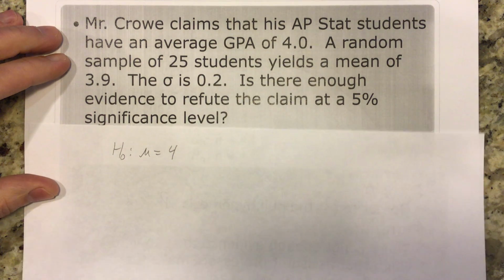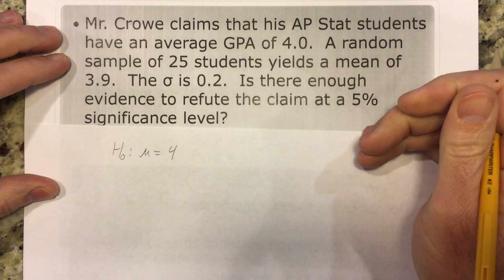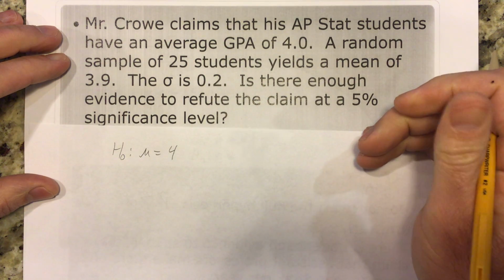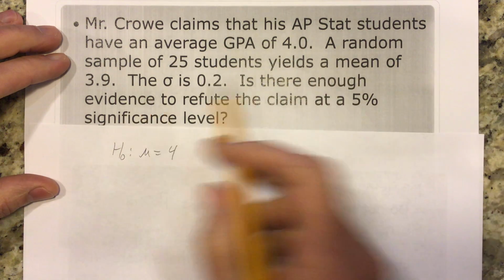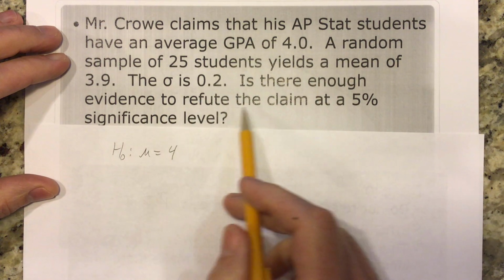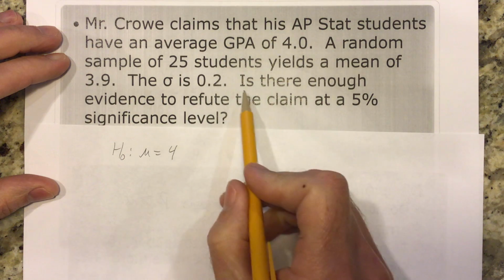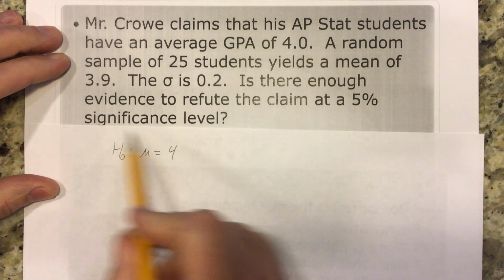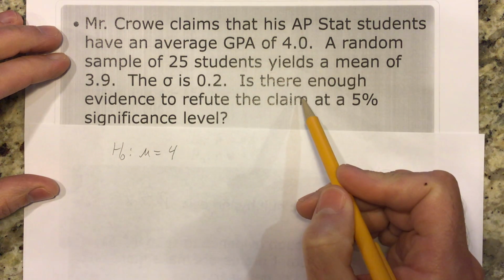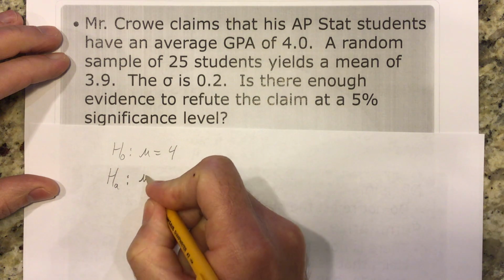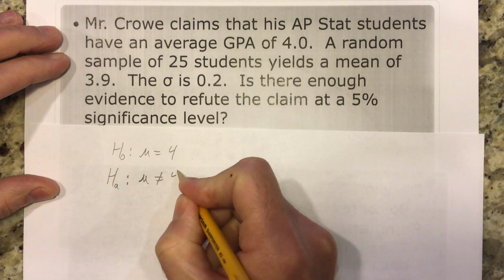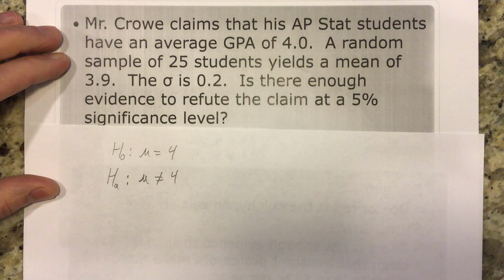Now somebody would make an argument with me, and we have to continue reading to see if that argument is: I think it's less, I think it's more, or I just think it's not 4. Random sample, blah, blah. Is there enough evidence to refute the claim at the 5%? So there is the alternative. Notice it doesn't say we think more, and it doesn't say we argue that it's less. We just ask, can we refute it? So that's why this one is a two-tailed test. You're saying it's not 4.